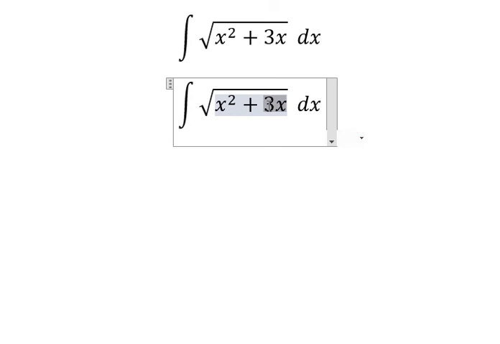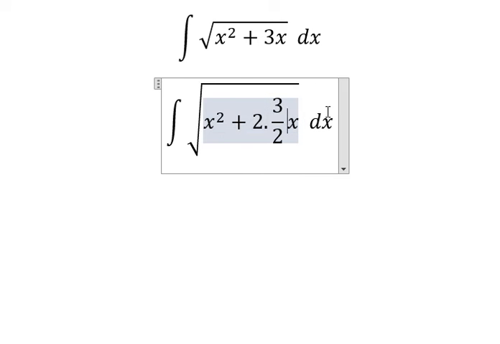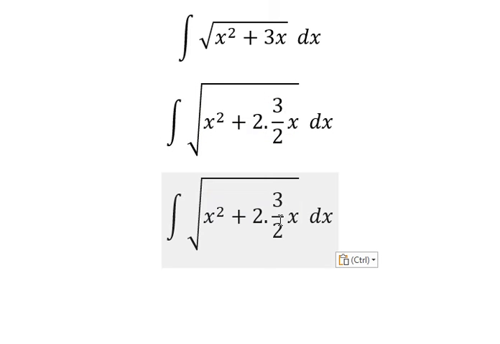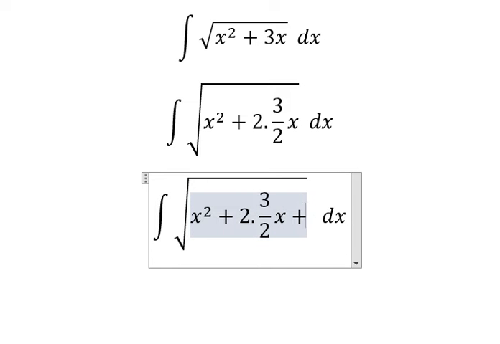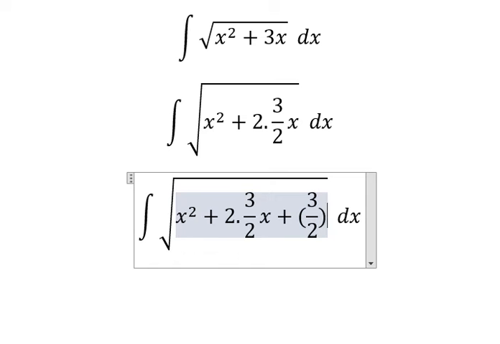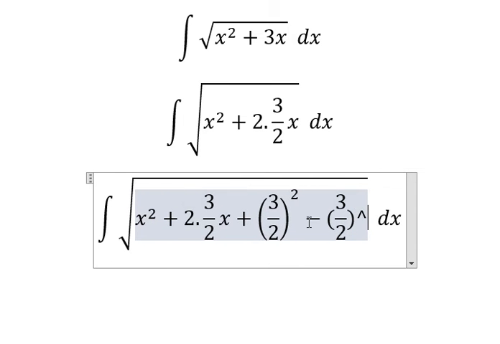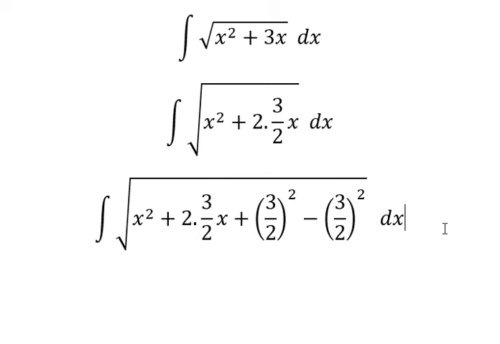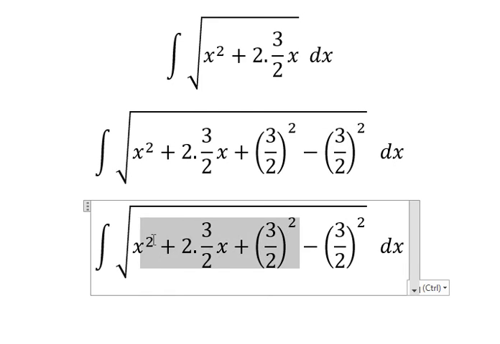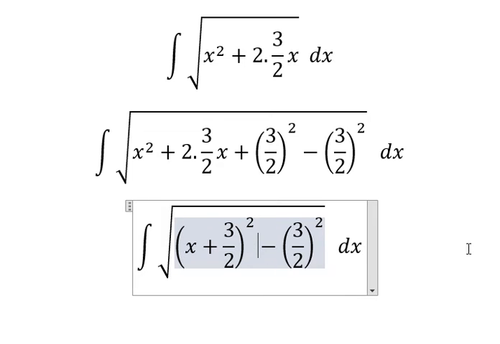About 3x, I can put into number 2 multiplied by 3 over 2. Next, we have 3 over 2 and s. We have s squared in here. To create about identity, we need to put about 9 over 4. This represents about 3 over 2 to the power of 2. Later that we need to minus about 3 over 2 to the power of 2. So this one, we have s plus 3 over 2 to the power of 2.